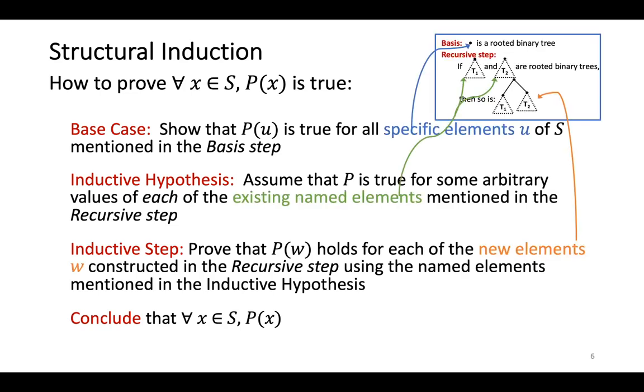So we can connect these things with the recursive definition of rooted binary trees. The specific element U will be the root node in the basis. The existing named elements are T1 and T2. The new element W is the new binary tree which has the root node and T1 and T2, which construct a rooted binary tree together.